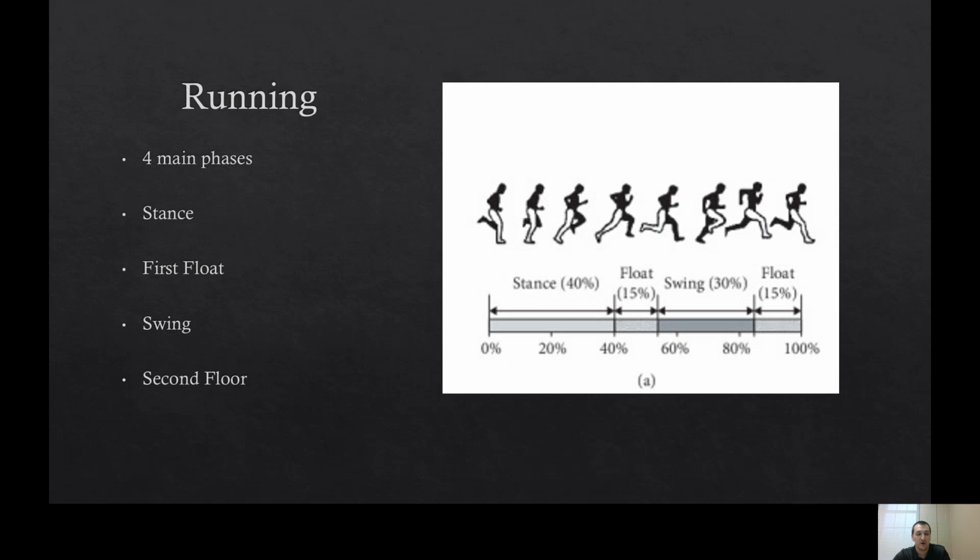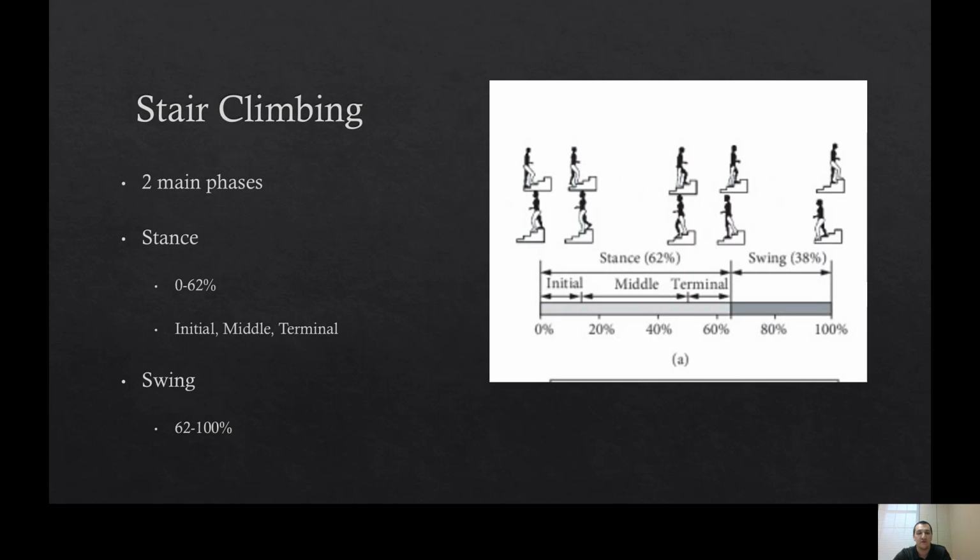Next up, we are going to cover stair climbing. So stair climbing has 2 main phases other than the ascent and descent. It is the stance phase and the swing phase. And again, stance takes up the majority of this. It is a 62% motion for the stance phase, and then the swing is only about a 38% motion in stair climbing. So it's actually a little bit larger than walking.